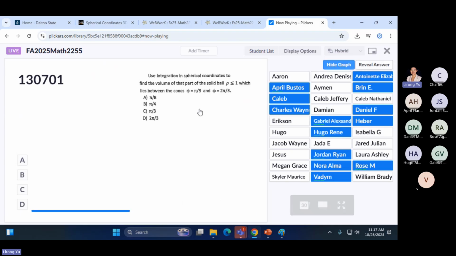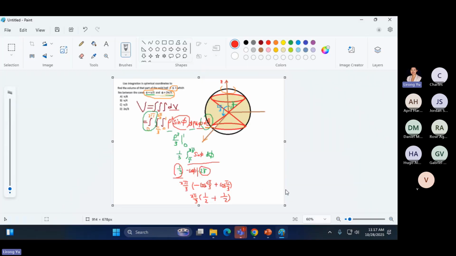Right, so the answer is D. And then you can see this is the calculation. This is a simple example where the integration limits for all 3 variables are numbers.